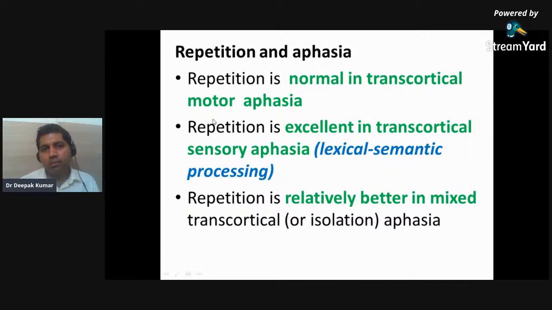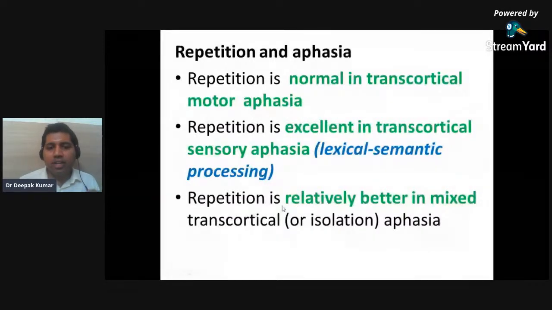Now this gets a little interesting. Repetition in aphasia in other circumstances. Repetition is normal in transcortical motor aphasia. The primary motor cortex, if that area is damaged, then the repetition is normal. Repetition is excellent in transcortical sensory aphasia. Well, you may say Wernicke's area is damaged, and I'm saying Wernicke's area is damaged, but in transcortical sensory aphasia, which needs to do the processing, if that is all damaged, then the repetition is excellent. How can that happen?